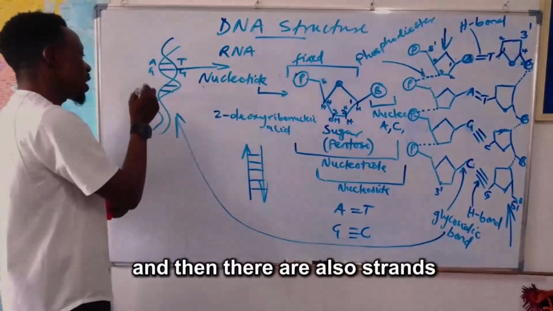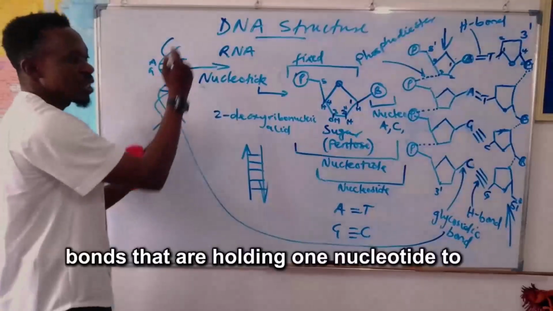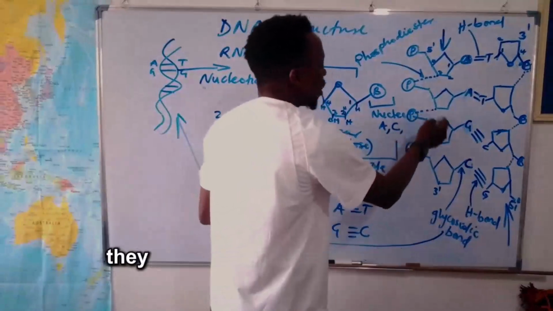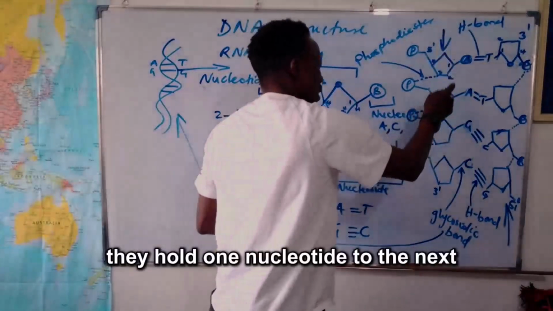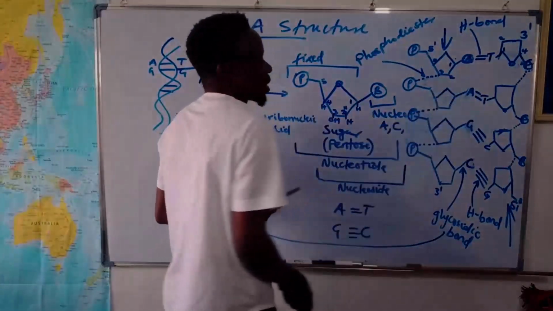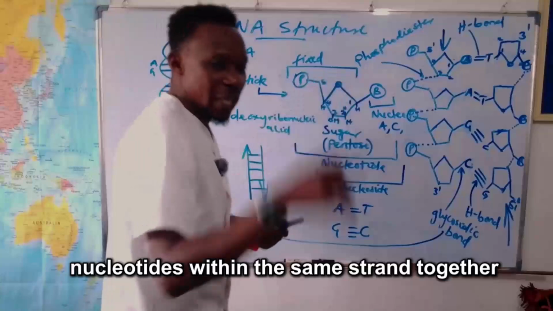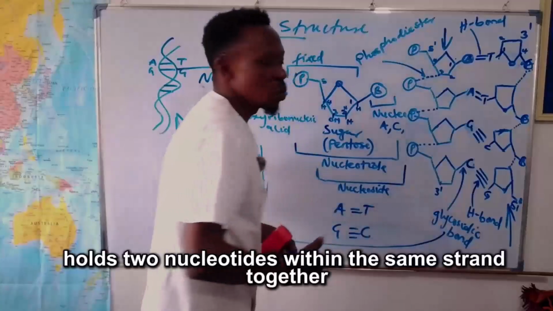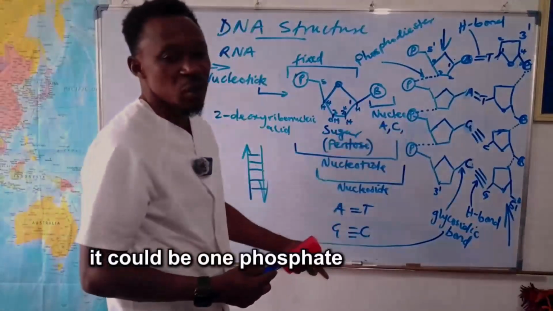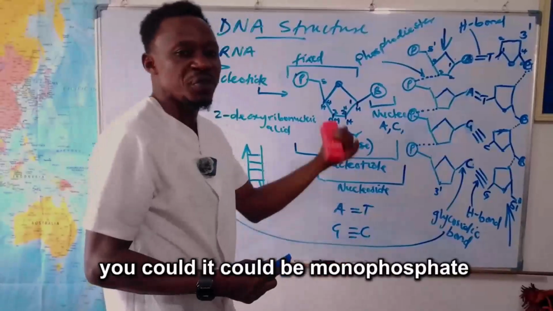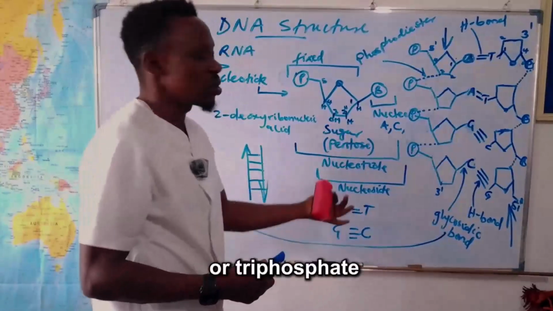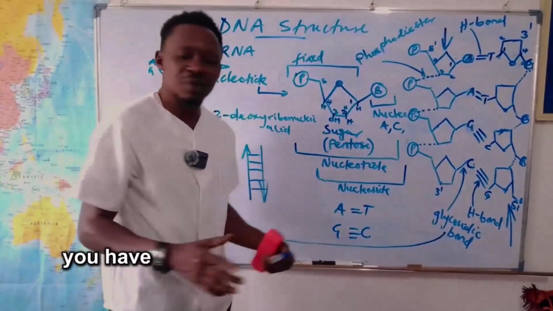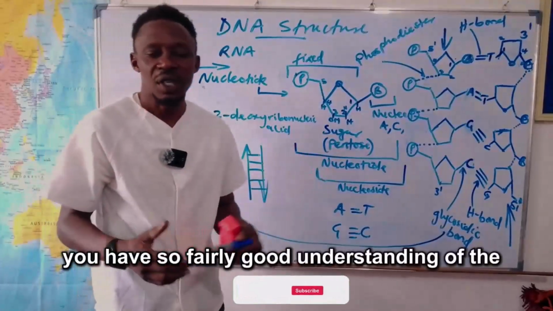And then there are also bonds that are holding one nucleotide to the next nucleotide. Those bonds, we call them phosphodiester bonds. There is a bond that holds the adjacent nucleotides within the same strand together. Phosphodiester bonds hold 2 nucleotides within the same strand together via the phosphate. It could be 1 phosphate group or 2 phosphate groups. It could be monophosphate, diphosphate, or triphosphate. All right. So I think with that you have some fairly good understanding of the structure of DNA.